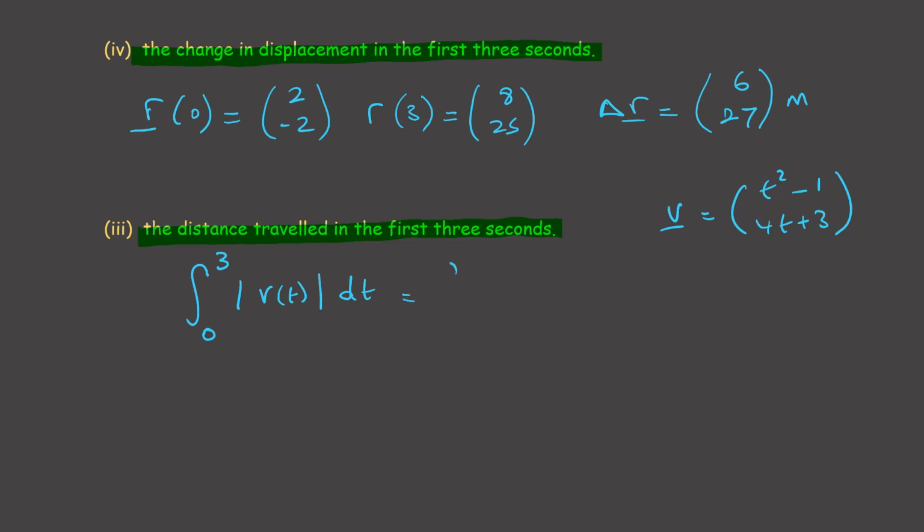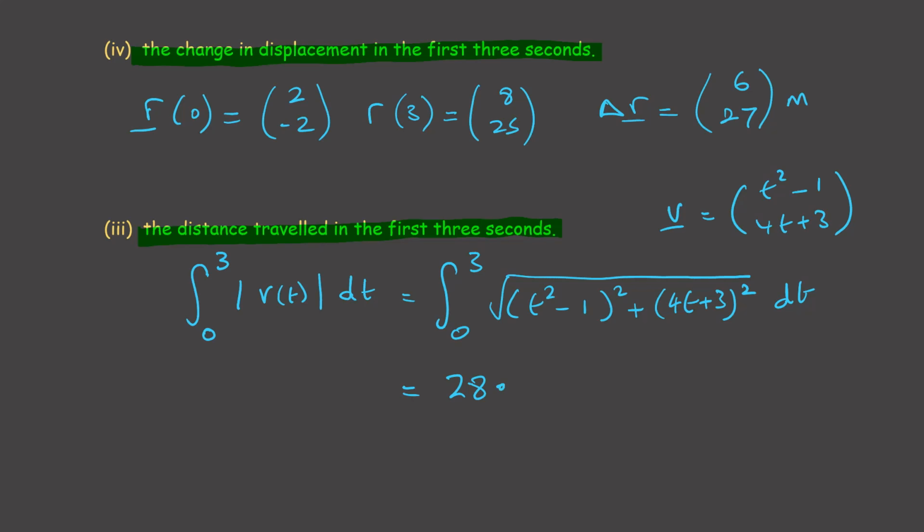So that is going to be the integral from 0 to 3 of the square root of t squared minus 1 squared plus 4t plus 3 squared dt. And we can just calculate that on the ClassPad. And doing that gives me 28.27 meters.